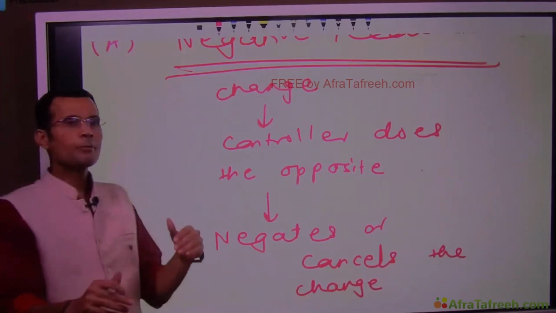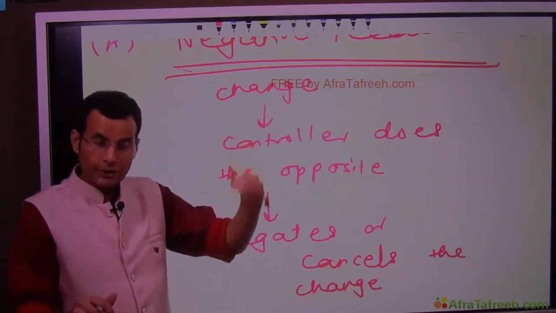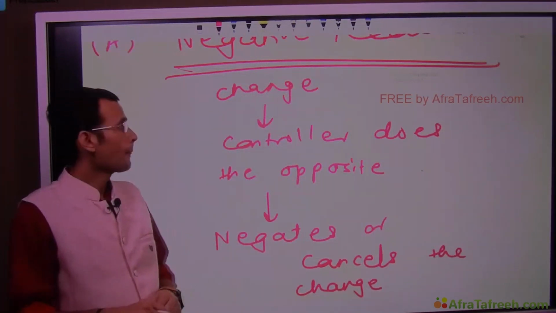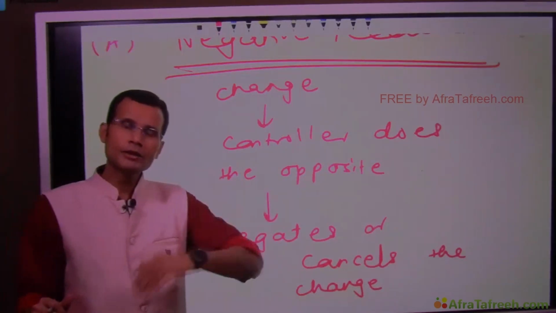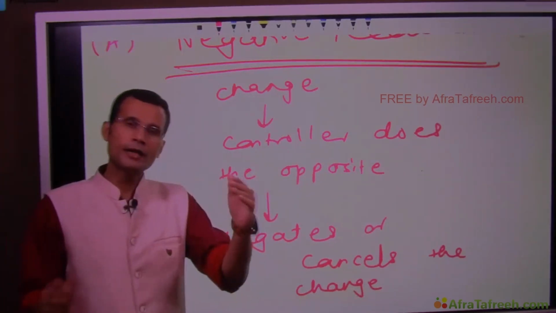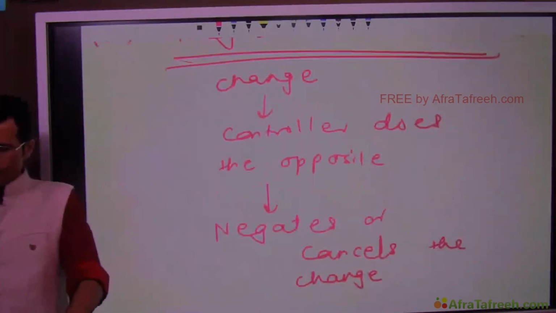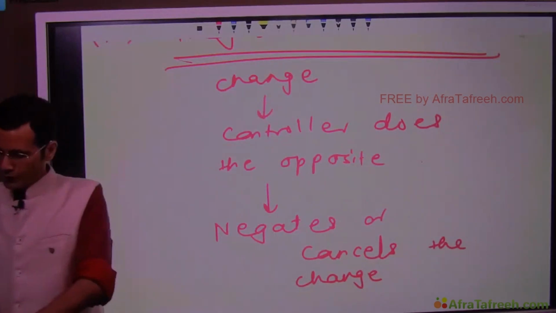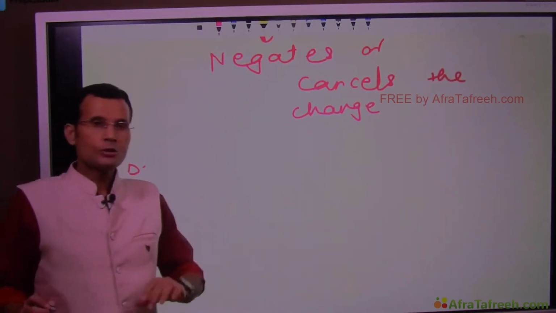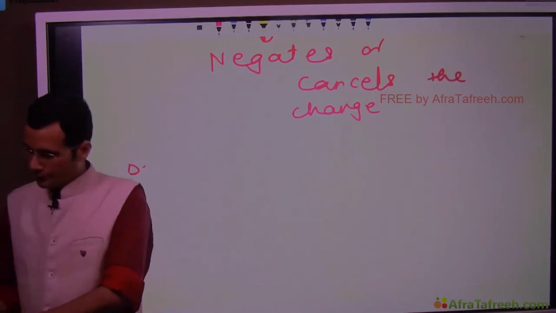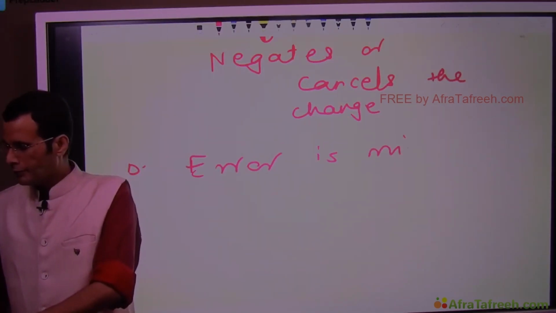I mean, if the blood pressure has increased, the controller will decrease it and bring it back to normal. Or if the blood pressure has decreased, the controller will act in the opposite way. It will increase the blood pressure and bring it back to normal. So that's negative feedback. The controller does the opposite.